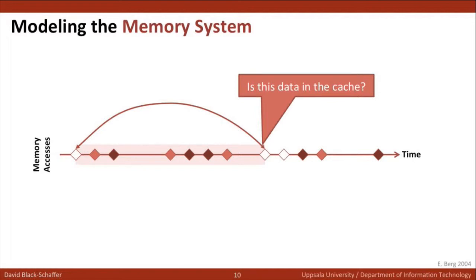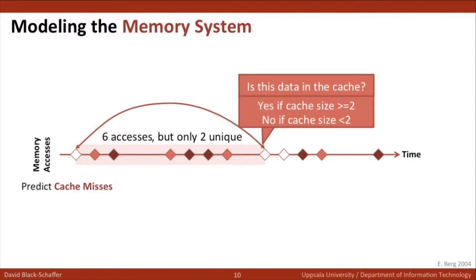So if you look here, you can see we've accessed 6 pieces of data in this time, but only 2 of them were unique. And if we know that, we can very rapidly answer the question. Well, if the cache can hold more than 2 unique pieces of data, it's going to be a hit. And if it holds less than that, it's going to be a miss. So pretty simple way of modeling this. And this allows us to model the cache misses.